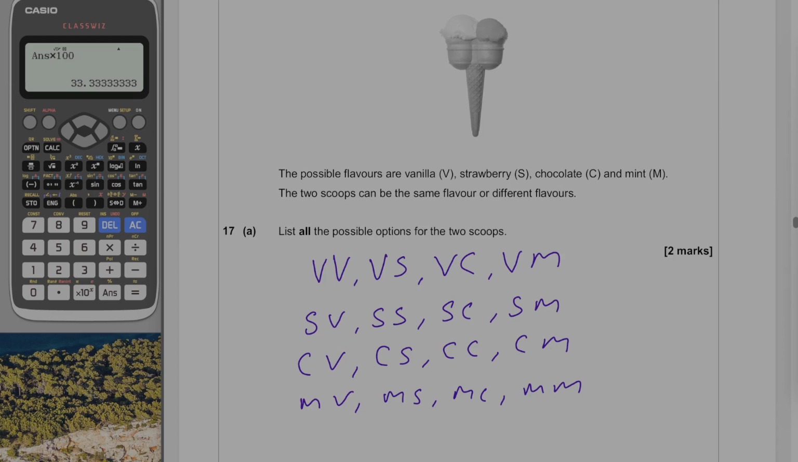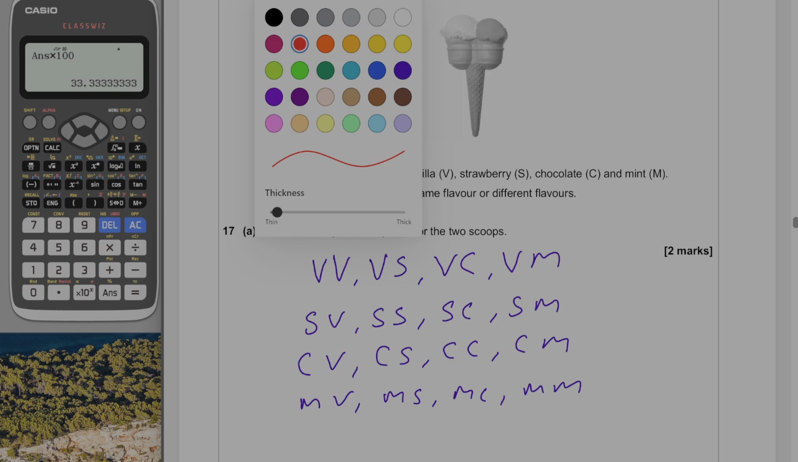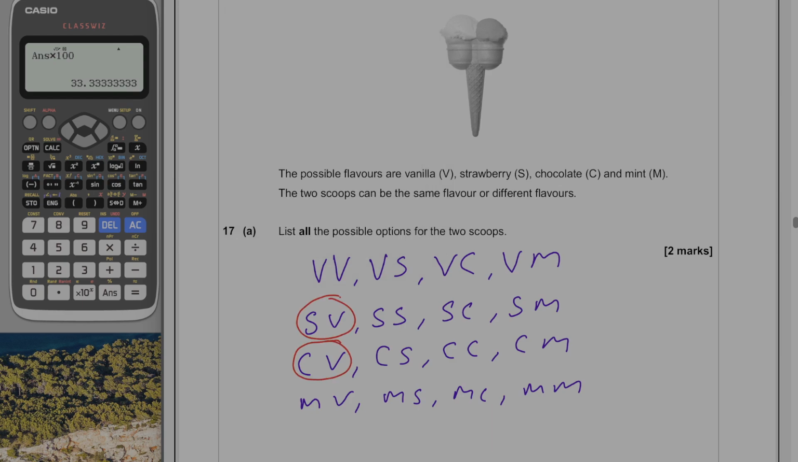Think about that in a bit more detail. Technically, my question here is, it doesn't really state it in the question: is S and a V the same as V and an S? So I'm going to circle those options and then check the mark scheme, because it could well be that they don't allow those. I don't think they've been specific enough in the question to state whether those could be viewed as the same option. I don't think it's made it very clear.